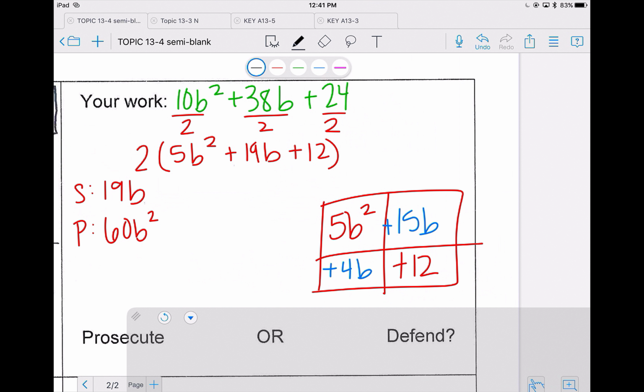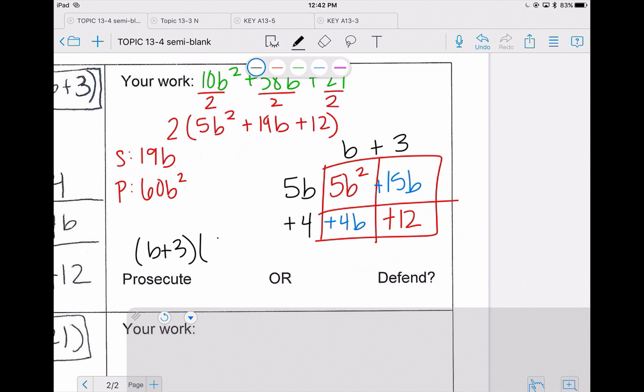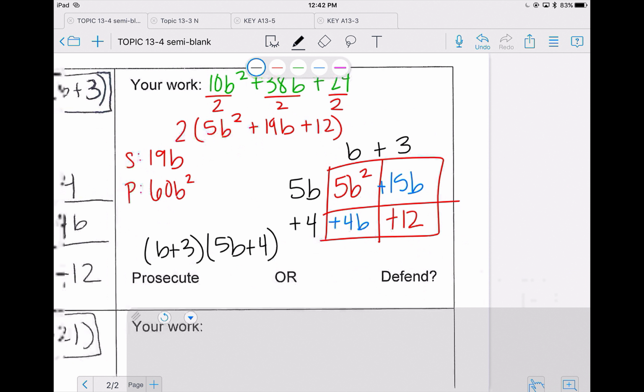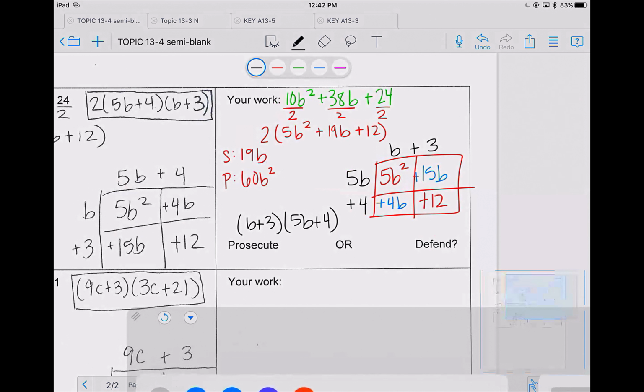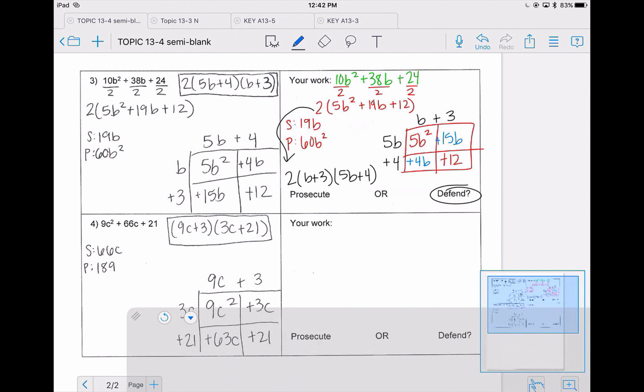So I take out my like terms. 5b squared and 4b only share a b, 15b and 12 share a 3. 5b squared and 15b share a 5b, and 4b plus 12 share a 4. So my factors are b plus 3 and 5b plus 4. Oh, yeah, and the 2 in front for my GCF. And they have 2, 5b plus 4, b plus 3, so I would defend because this person is not guilty because I agree with their work.